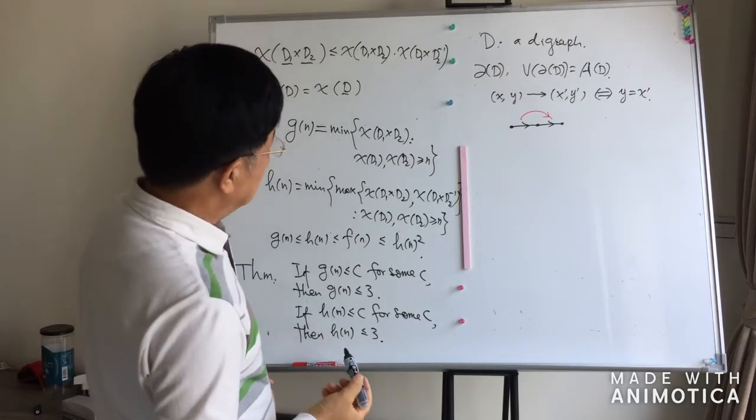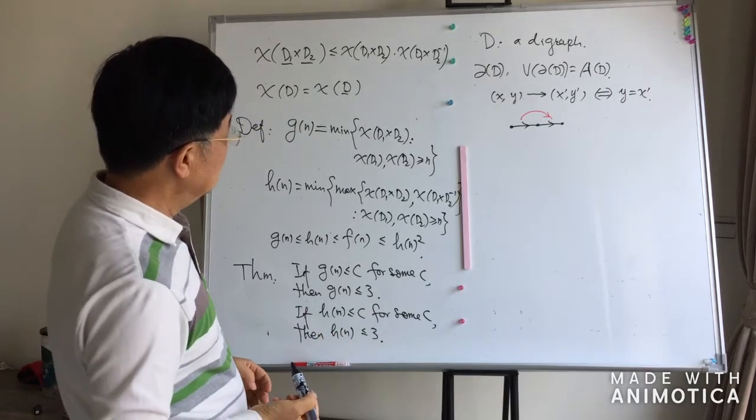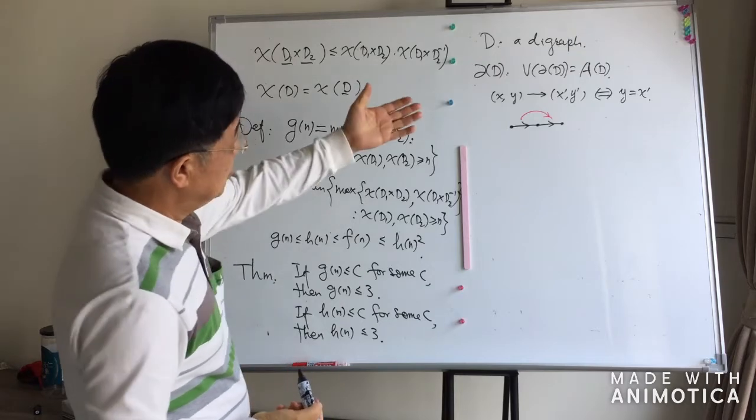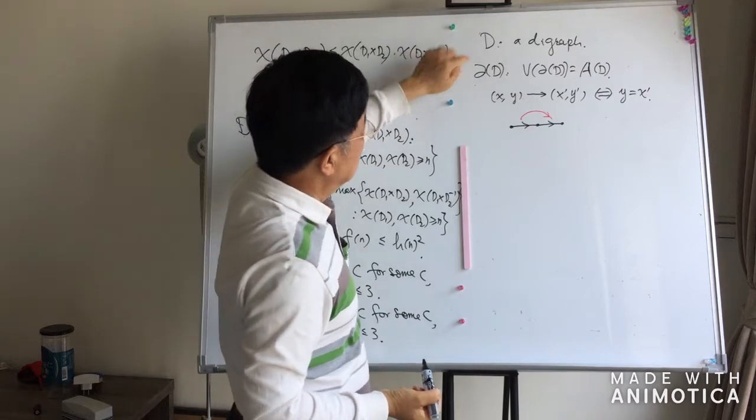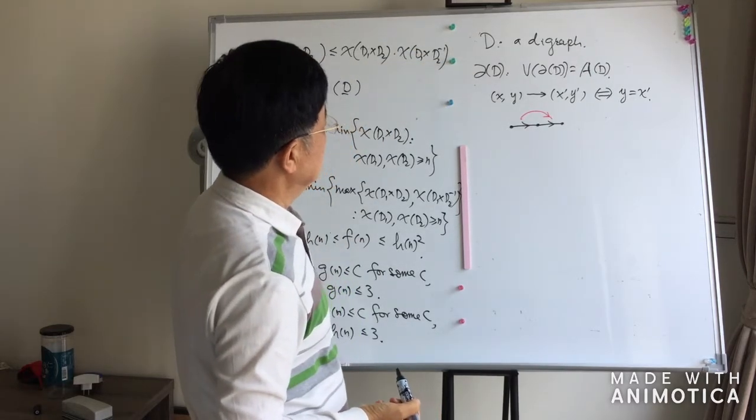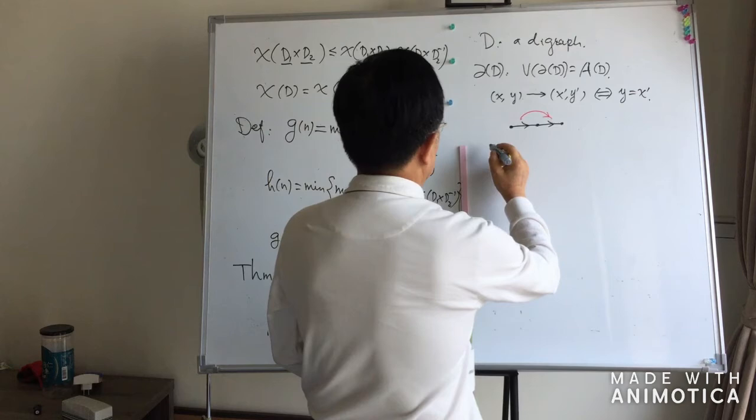And so first we'll show a relation between the chromatic number of this graph and the chromatic number of this graph. Okay. So let's put a lemma here.